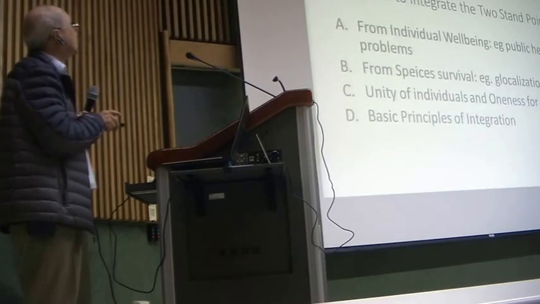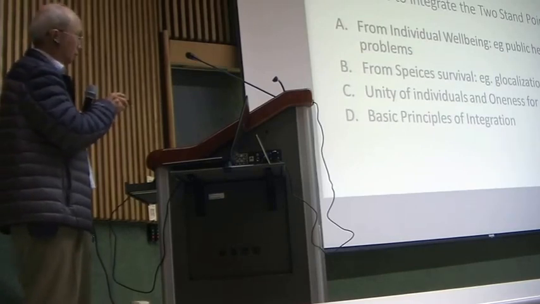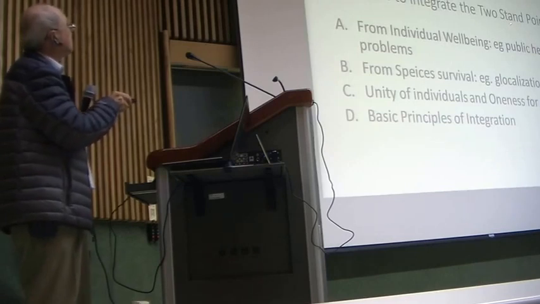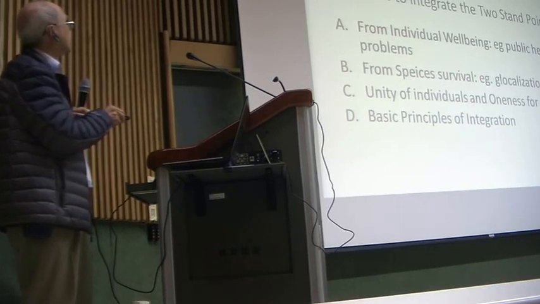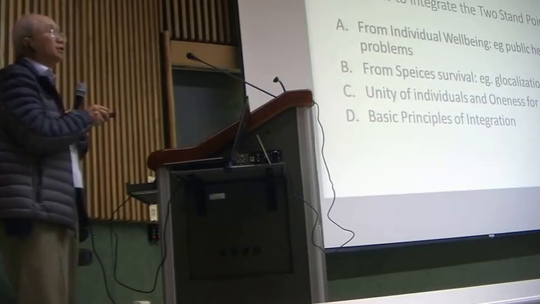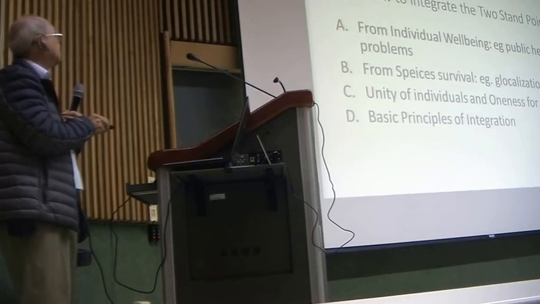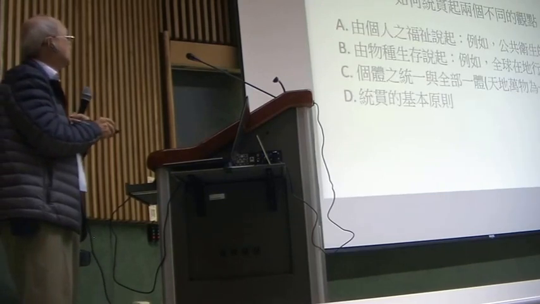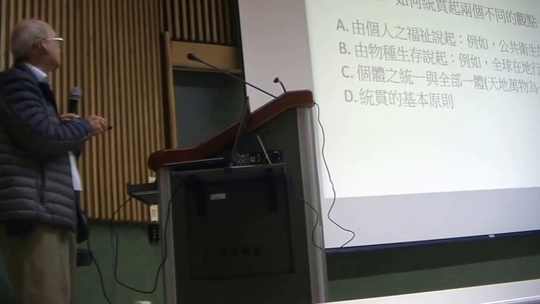Now, my point is, of course, how to integrate the two different standpoints. That is, from individual well-being, we have to lead to consideration of some global thing, and from the survival of species as a whole, we have to consider some local individual actions. I'm trying to say that in between, we need a kind of integration between the two standpoints. And I will try to list, if I could, some basic principles of integration. In this, I would like to raise some examples for why I have reason to think about that.